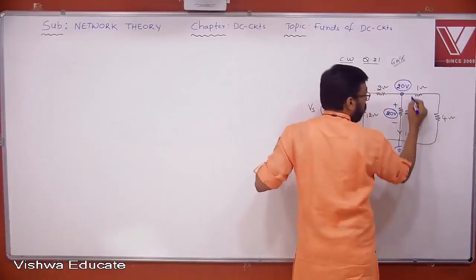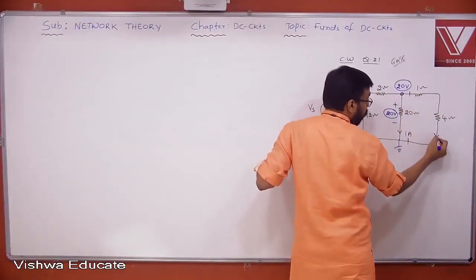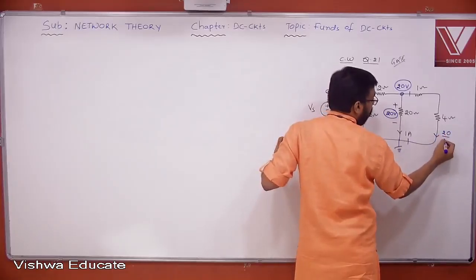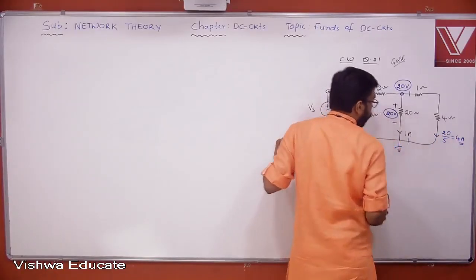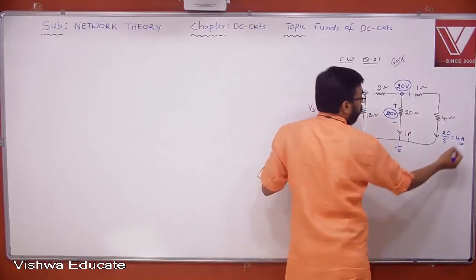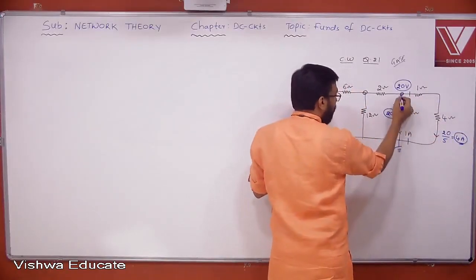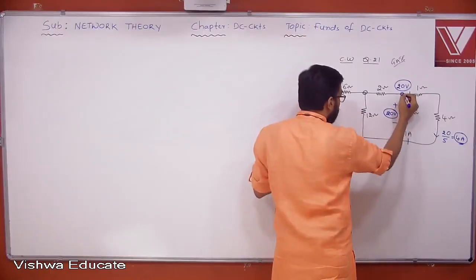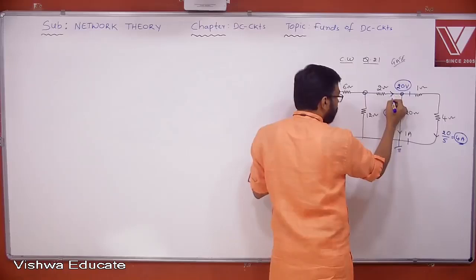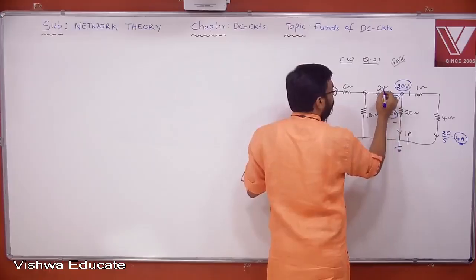What is the current flowing here? What is the voltage total? 20 by what is the total path resistance? 5. 20 by 5. How much is it? 4 ampere. 4 ampere is leaving. 1 ampere is leaving. To satisfy Kirchhoff's current law here, how much current should enter? 5 ampere. Yes, sir? Now, 5 into 2.